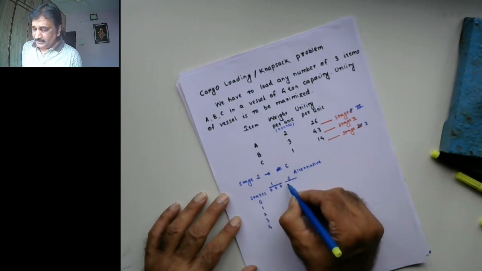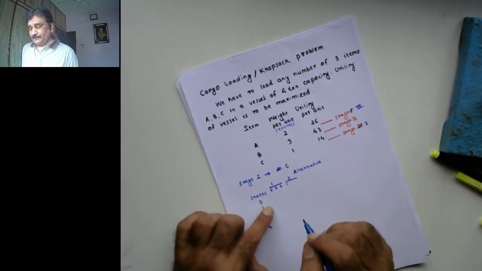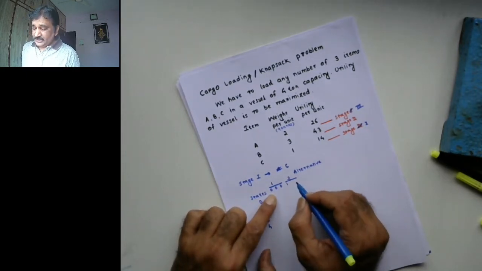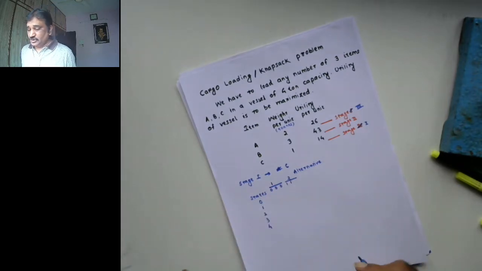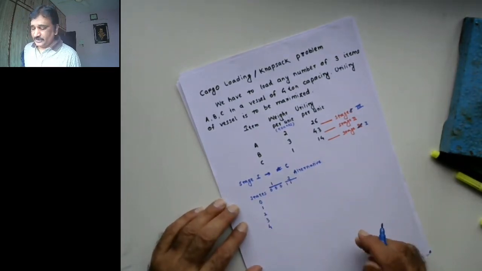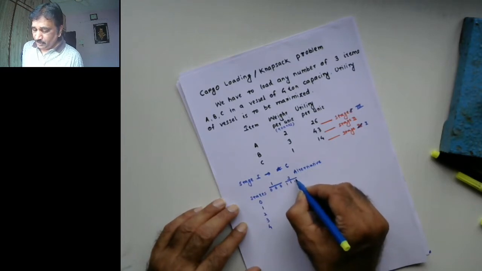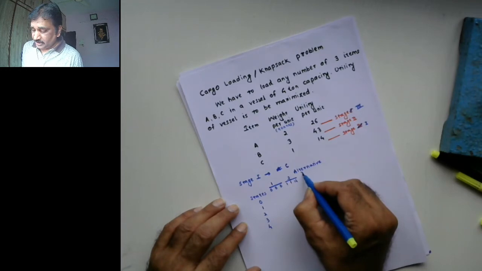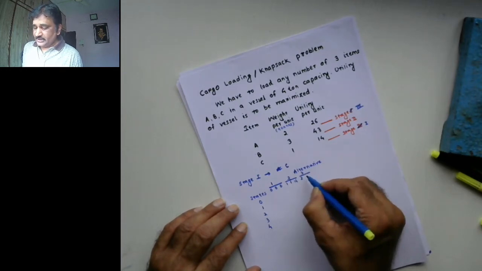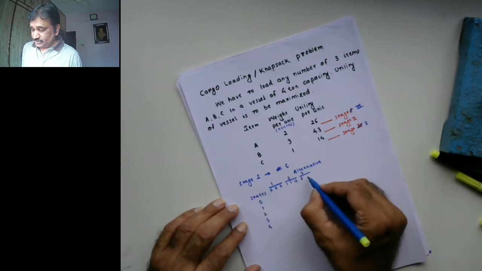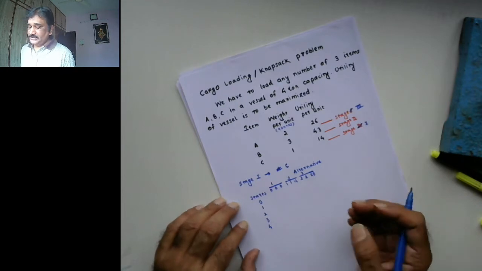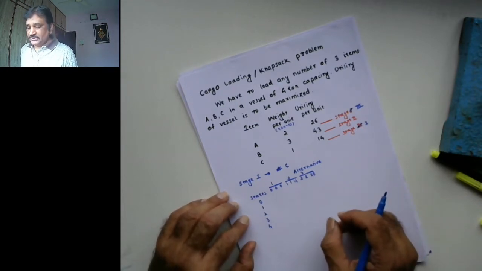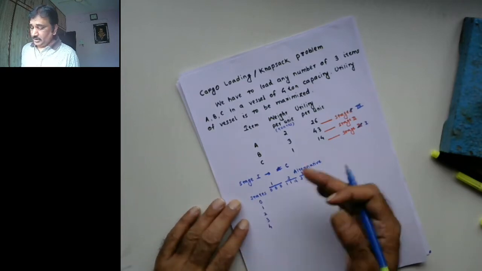alternative, I may be loading 1 unit of item C, and if I do that, the weight of the vessel which I'll be consuming is 1 ton, and the utility value will be 40. Then likewise, third alternative, I may be loading 2 items of C, and then the weight consumed will be 2 tons and the utility value will be 80. The utility value multiplies if I load multiple units of product C, or B or A.